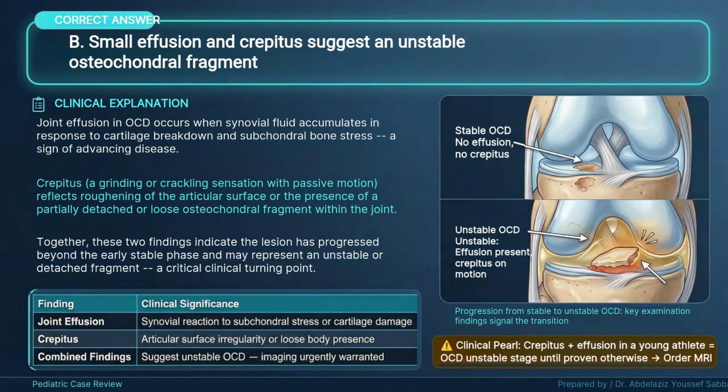Crepitus, which is a grinding or crackling sensation with passive motion, reflects roughening of the articular surface or the presence of a partially detached or loose osteochondral fragment within the joint. Together, these two findings indicate the lesion has progressed beyond the early stable phase and may represent an unstable or detached fragment, which is a critical clinical turning point. Clinical Pearl. Crepitus plus effusion in a young athlete equals osteochondritis dissecans unstable stage until proven otherwise. Order magnetic resonance imaging urgently.